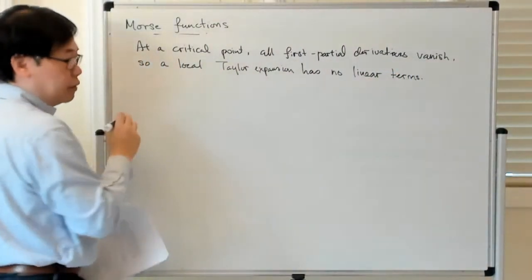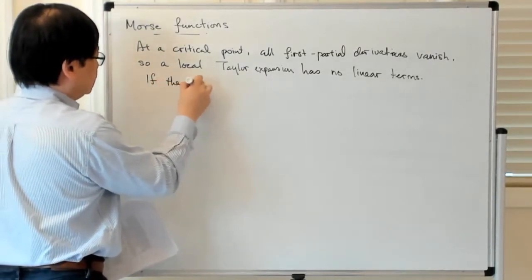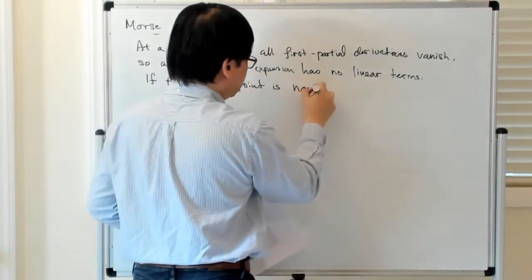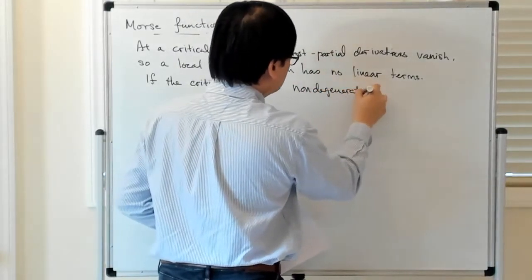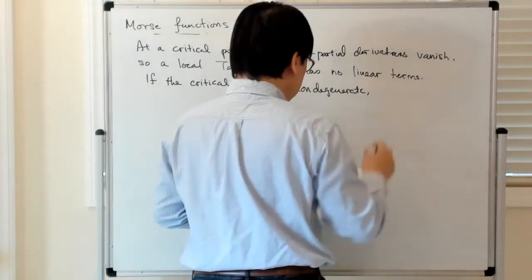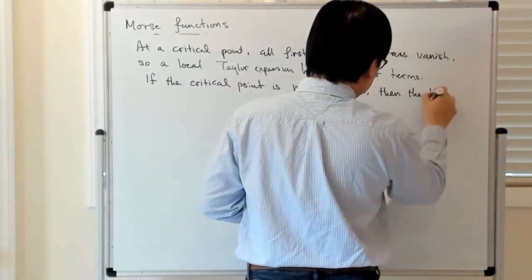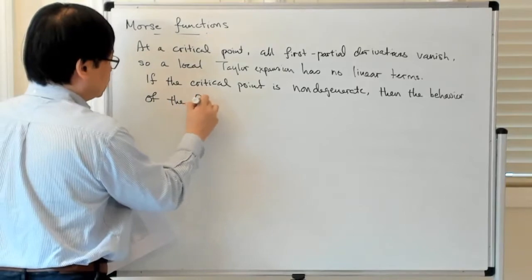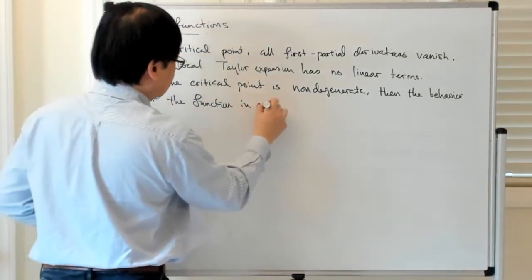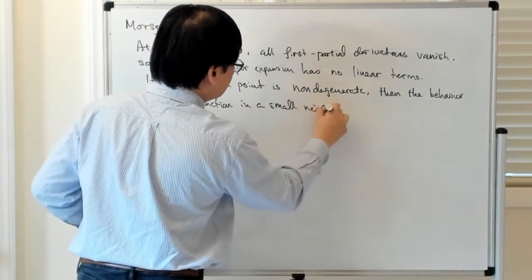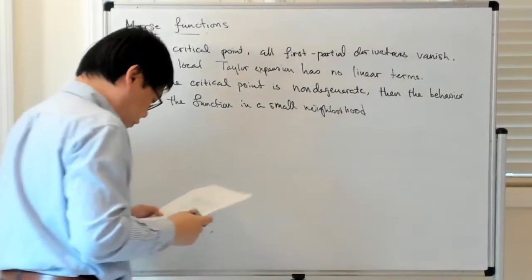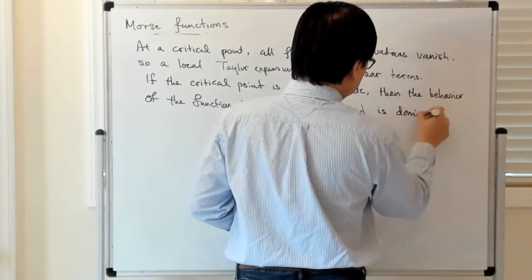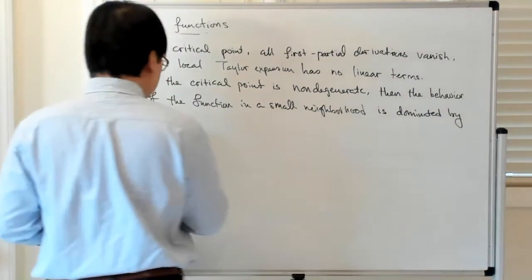Okay, and then if this critical point is non-degenerate, then the behavior of the function in a small neighborhood of the critical point is dominated by the quadratic terms.